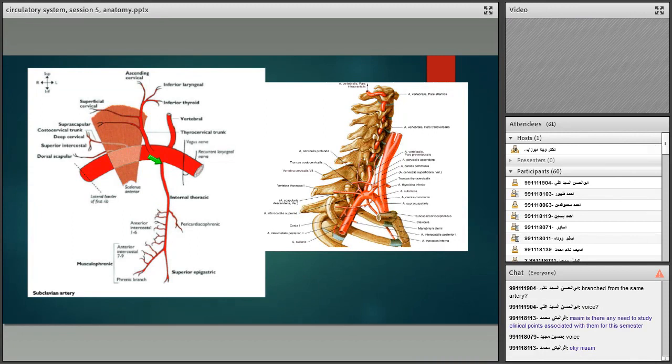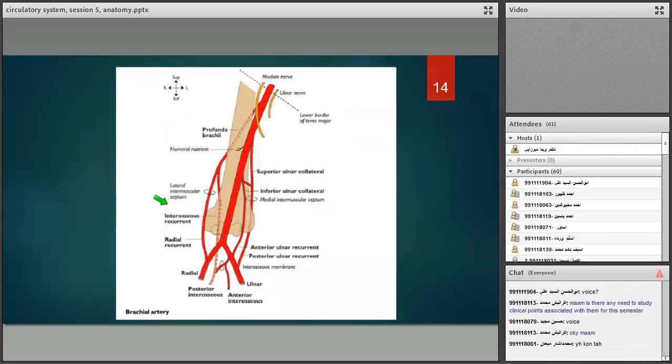Okay, here we have the internal thoracic artery. And after that, the subclavian artery is going to the axilla region, and its name will change. We call that the axillary artery. After that, it is entering the upper limb.